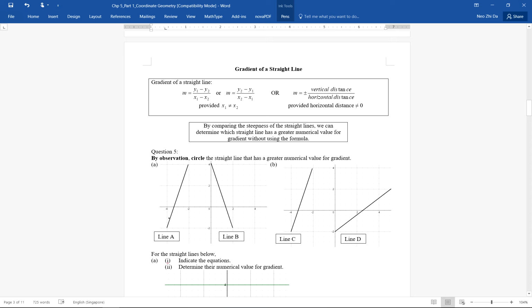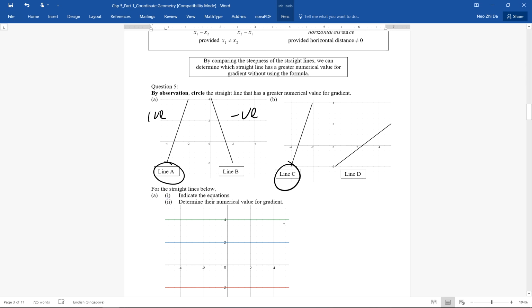You can see line A is going up, but line B is going down. So this one has a positive gradient, and this one has a negative gradient. So of course this one has a greater one. And what about line C and line D, which is steeper? We can tell that line C is steeper.